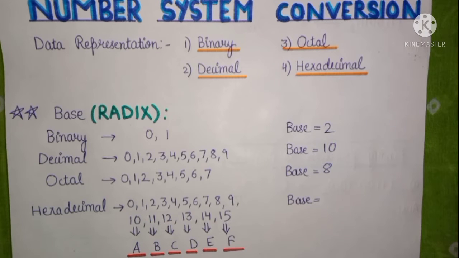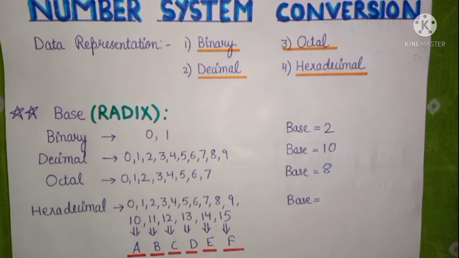Here we will be learning about number system conversion. This is part 1 video in which we will study about the binary data conversion to decimal, octal and hexadecimal. So let's begin with the session. So we will study about number system conversion. The data can be represented in 4 ways, that is binary, decimal, octal and hexadecimal.